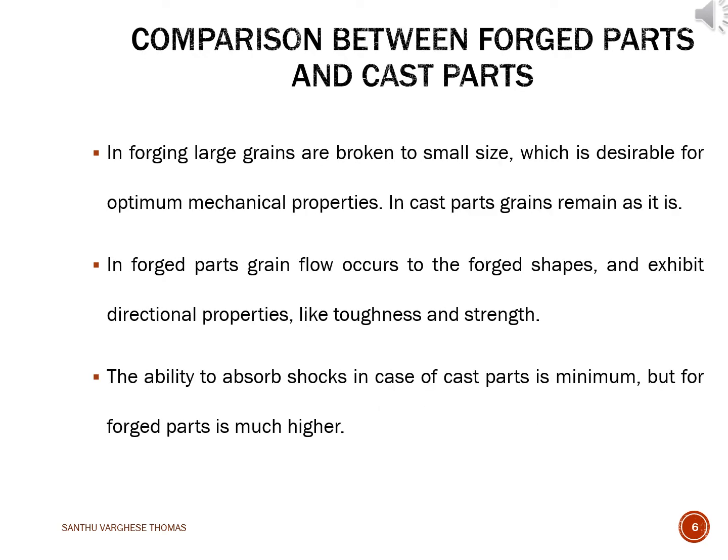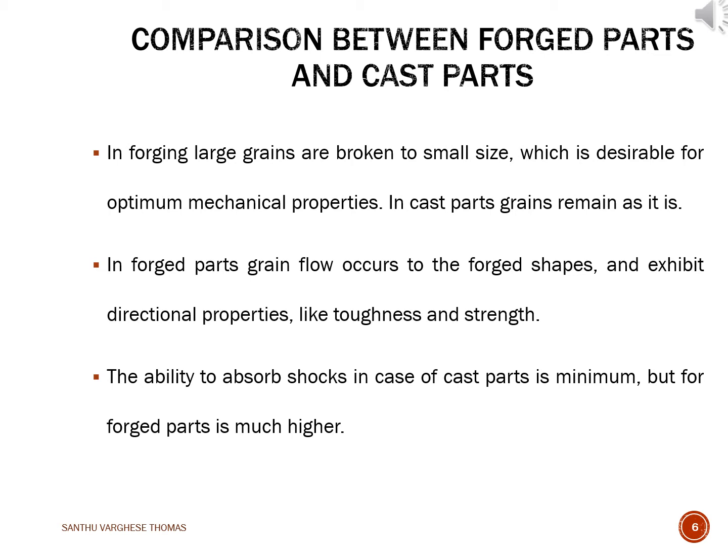Now let's look what are the advantages of forged parts over cast parts. In forging, large grains are broken to small size, which is desirable for optimum mechanical properties. In casting, the grains remain the same. In forged parts, grain flow occurs to forged shape and exhibit directional properties like toughness and strength. The ability to absorb shock in case of casted parts is minimum, but for forged parts is much higher.